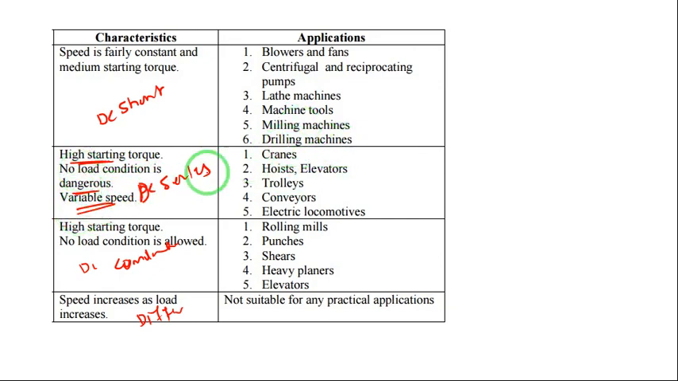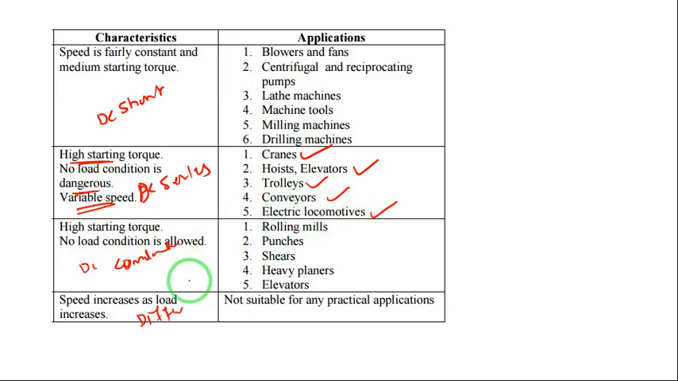Other applications of the DC series motor are cranes. In cranes we use the DC series motor, also hoists and elevators, trolleys, conveyors, electric locomotives. Very important. In many competitive exams they will ask you the applications of the DC series motor.